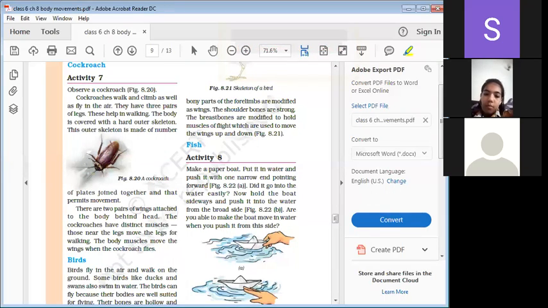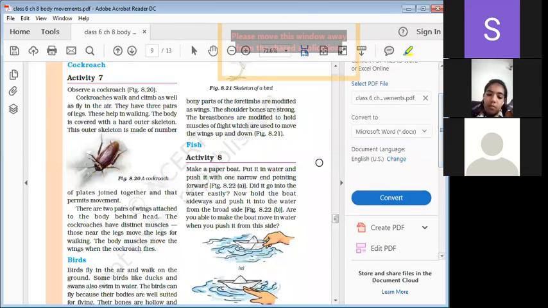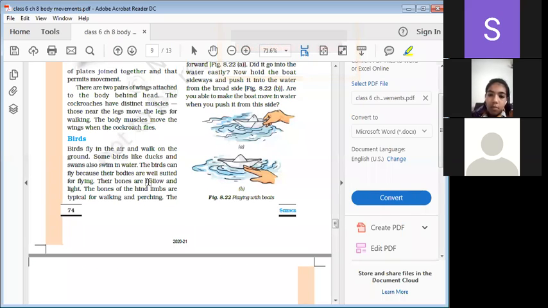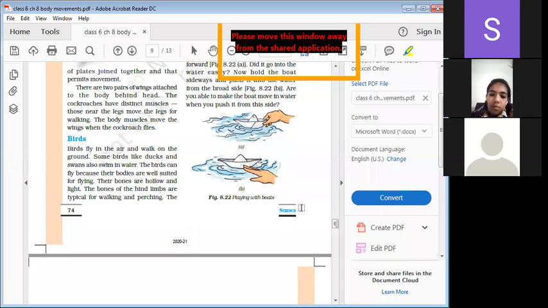The next movement of animal is birds. How do birds fly? Birds can fly as well as walk on the ground. How do birds fly? Because their bodies are well suited for flying. Their bones are hollow. Hollow means empty. So their weight becomes light, because of which they fly easily.